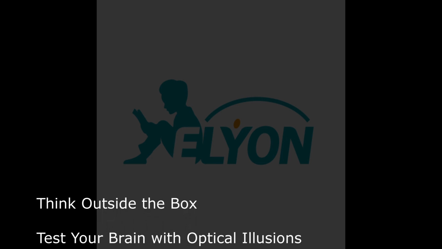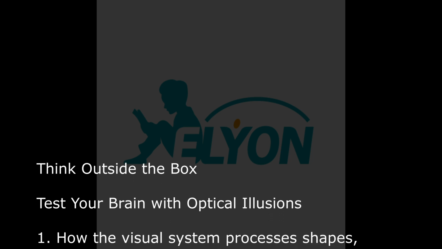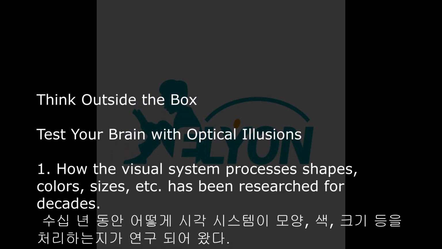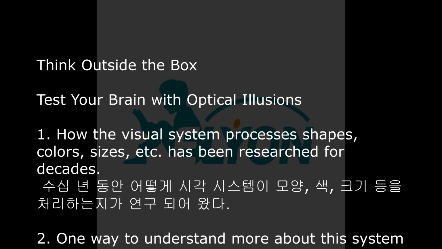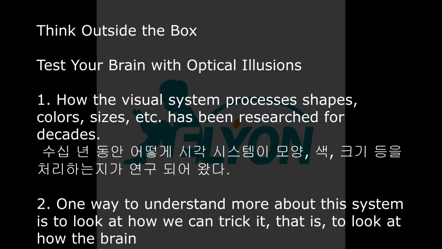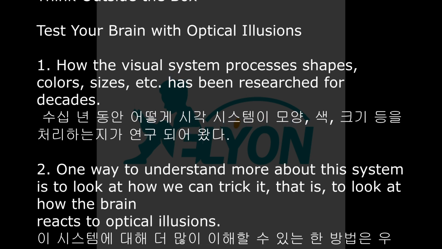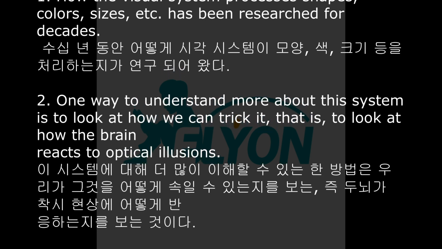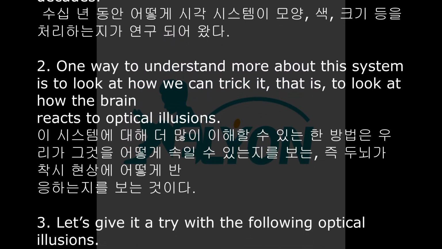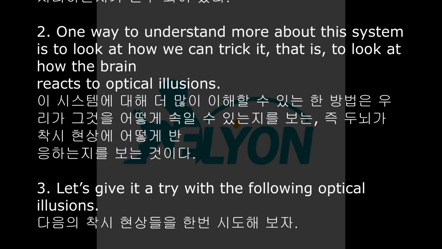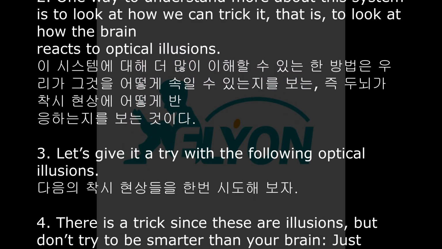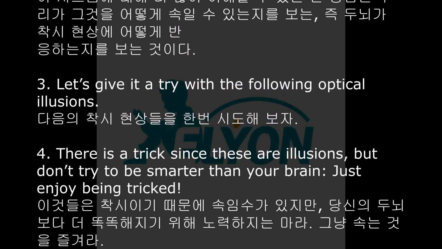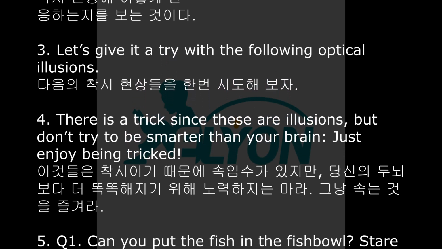Think outside the box. Test your brain with optical illusions. How the visual system processes shapes, colors, sizes, etc., has been researched for decades. One way to understand more about this system is to look at how we can trick it, that is, to look at how the brain reacts to optical illusions. Let's give it a try with the following optical illusions. There is a trick since these are illusions, but don't try to be smarter than your brain.